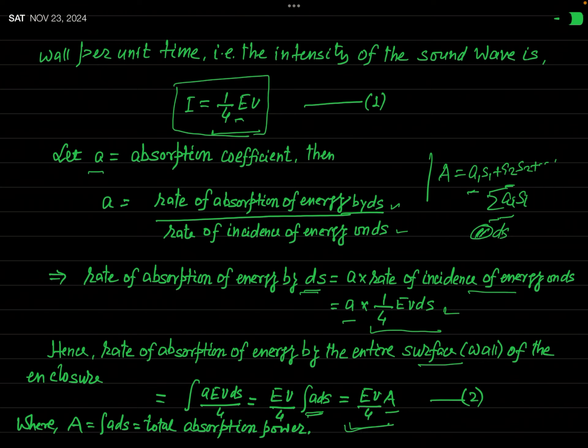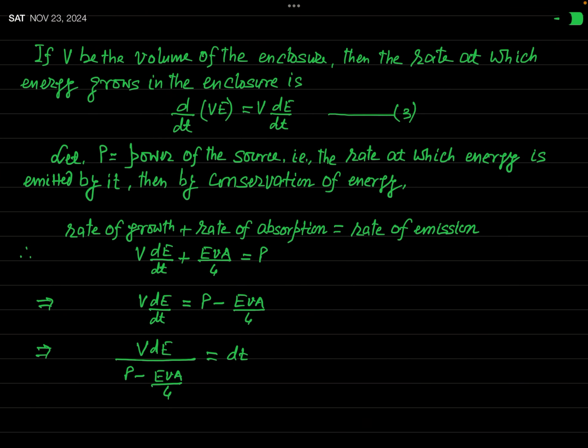This much energy is absorbed. And what will actually be the rate of emitted energy, that you can also find. Now let us consider that V is the volume of the enclosure. V is the total volume of the enclosure.